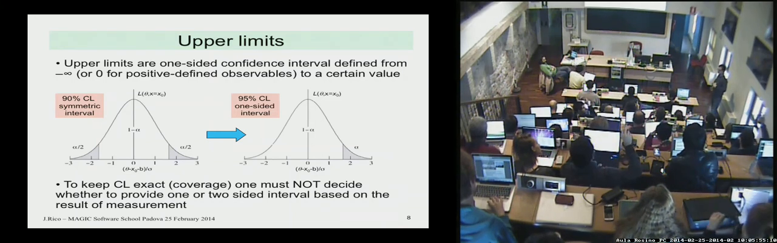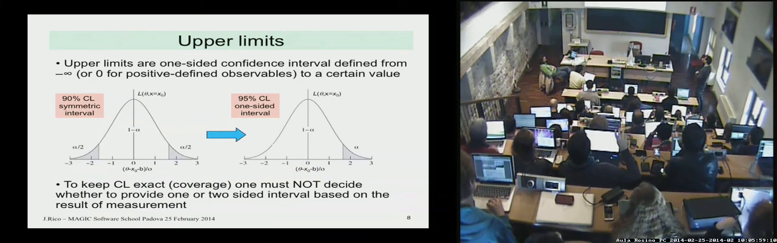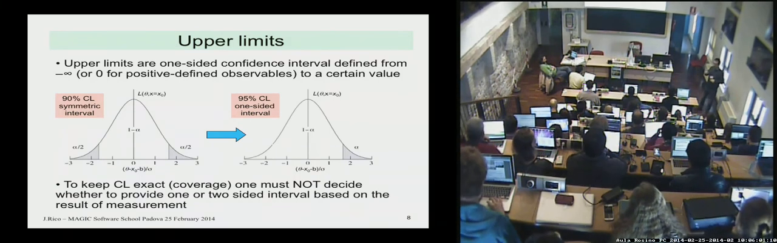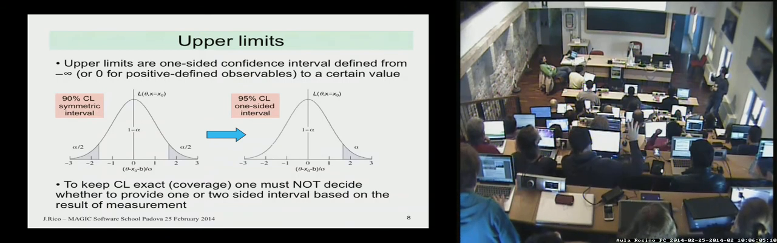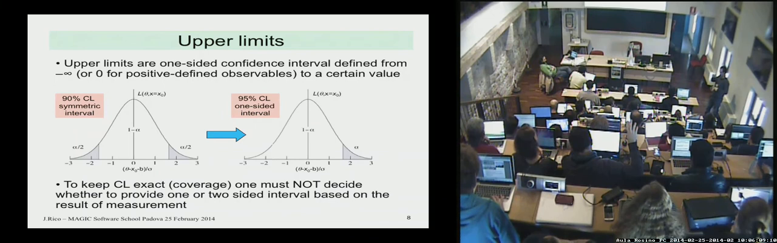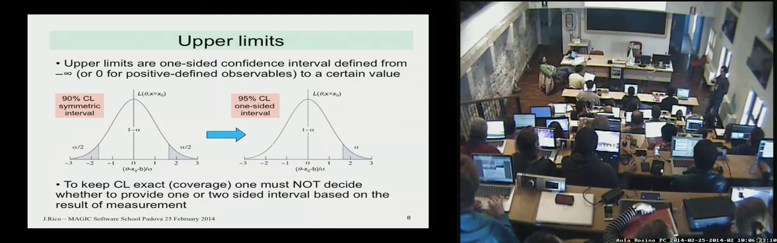Yes. How is coverage defined? Okay, coverage. The property of coverage is that if you say that your method produces a confidence interval with a certain confidence level, this confidence level is exact. That means that when you repeat the experiment many times, for example with a 95% confidence level, 95% of the times your interval will contain the right result.